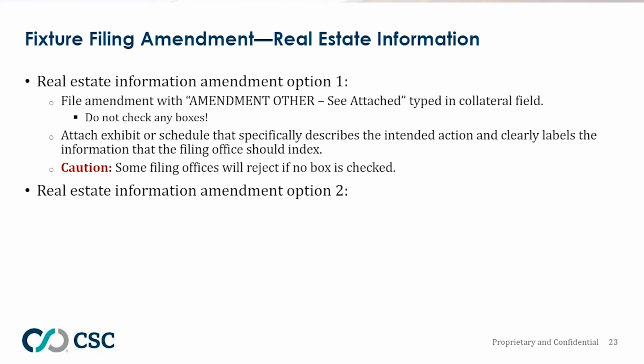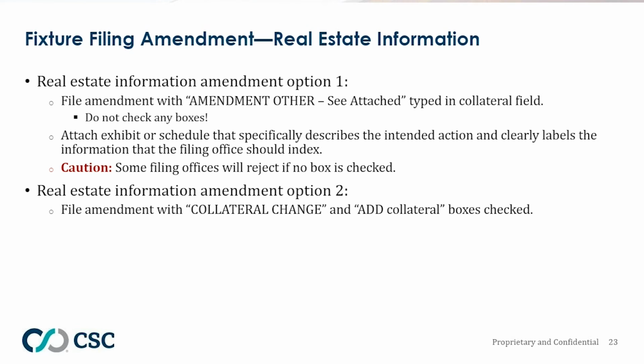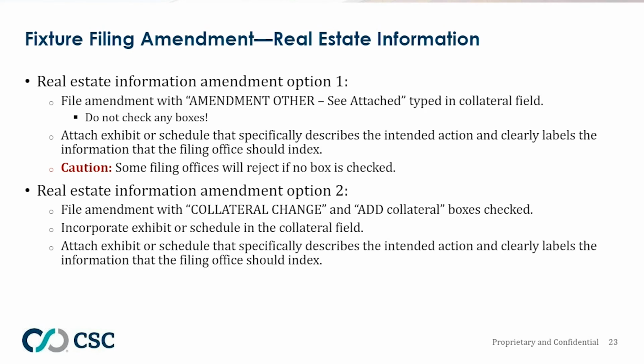Another option, and this is really the only option in a jurisdiction where they won't accept it with no box checked, is to check the collateral change and collateral add boxes. What happens here is it adds to the collateral, although it doesn't delete anything from the collateral or necessarily affect anything else on the financing statement. Then attach the exhibit or schedule that describes the intended action and what the recording office should do with the information, and incorporate that by reference, so that the filing office and searchers can see it as well.